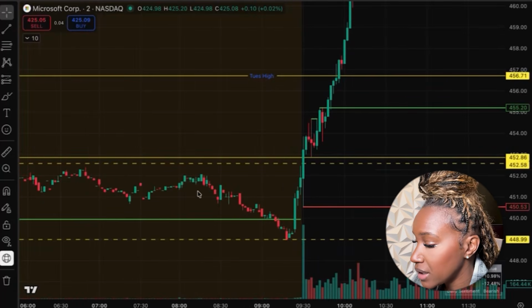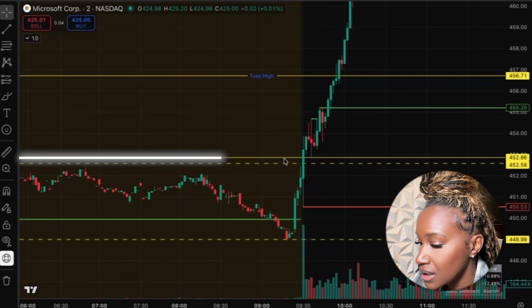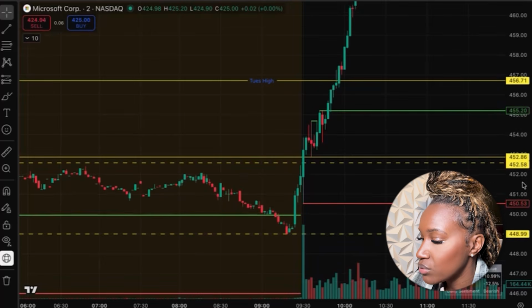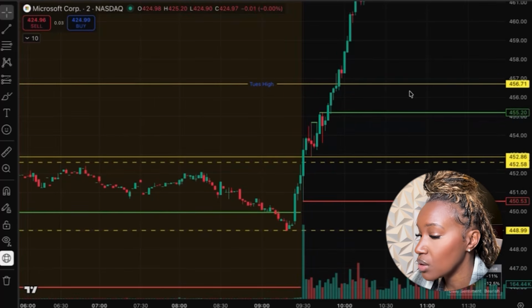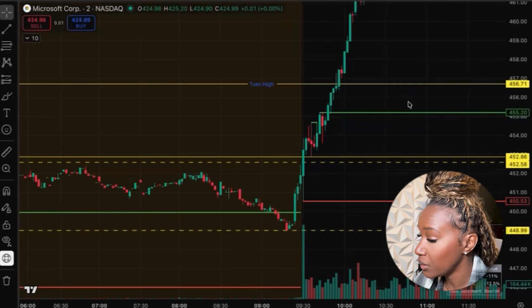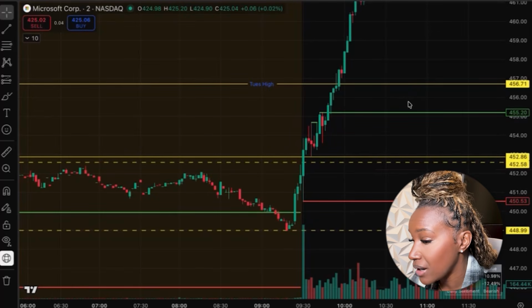My pre-market levels are going to be these dotted lines, and then my solid yellow is previous day highs or lows. I want to point out really quickly, we have some levels going up, right? I have levels above price action. I also have levels below price action because I don't have a bias. If price goes up, I have levels, and if price goes down, I also have levels, okay?